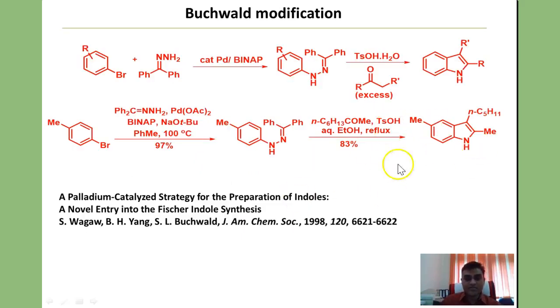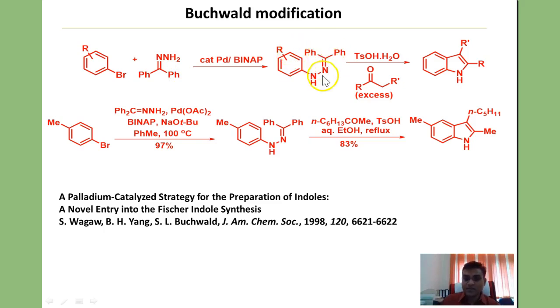Now another very important modification is the Buchwald modification. This was reported very recently, in the year 1998, by Buchwald, and the paper was published in JACS. Here bromoarenes have been employed, and a range of bromoarenes are commercially available, and they are inexpensive chemicals to some extent. So if we carry out a carbon-nitrogen cross-coupling reaction with the hydrazone derived from benzophenone, we get this benzophenone hydrazone.